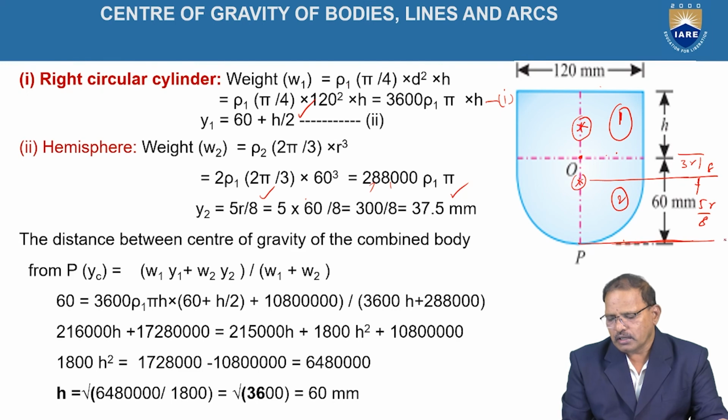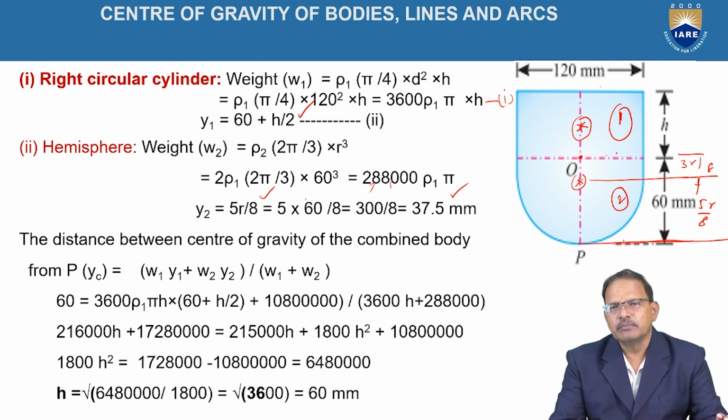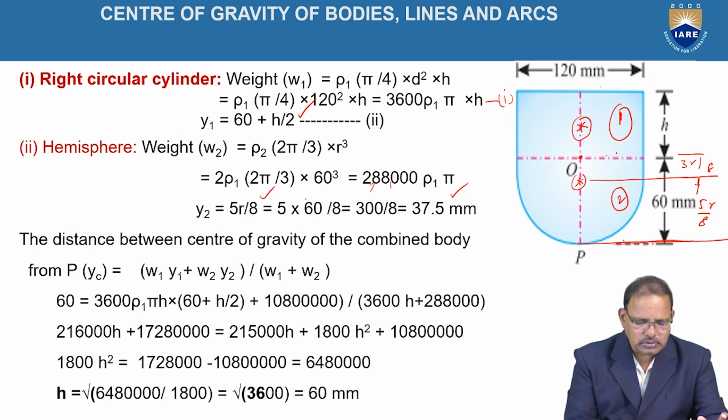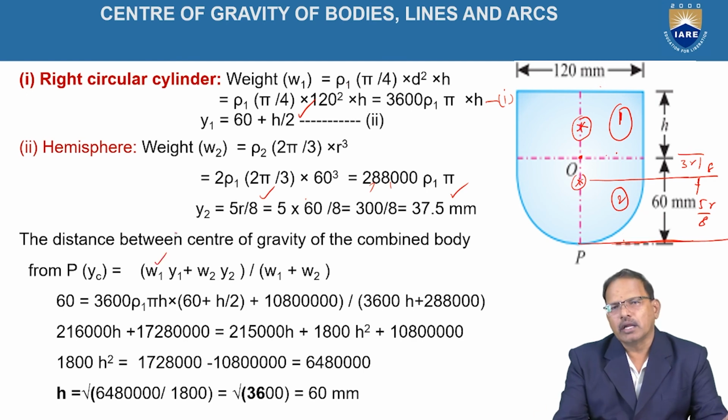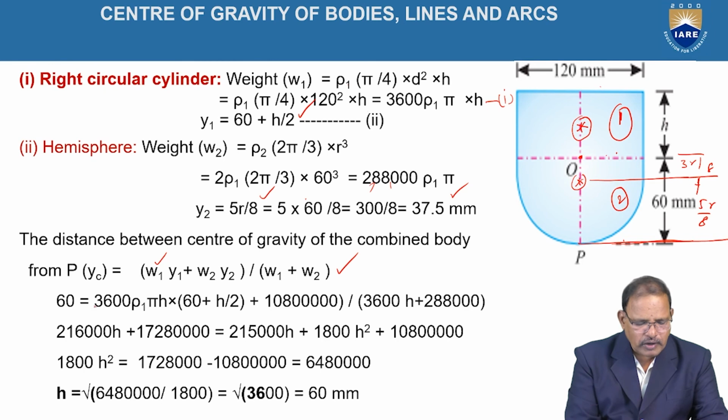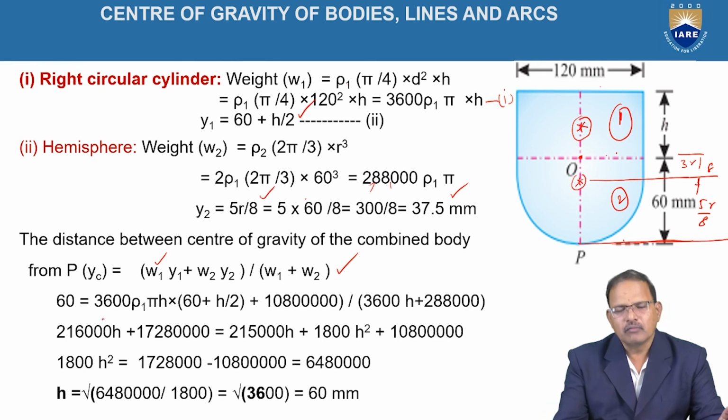The distance of the center of gravity of the combined body from the horizontal reference line, that is the x-axis, is given by m1 y1 plus m2 y2 divided by m1 plus m2, or you can take it as w1 y1 plus w2 y2 divided by w1 plus w2. Since g is a constant, it can be modified as m1 y1 plus m2 y2 divided by m1 plus m2. Now we substitute the values of m1, y1, m2, y2 into this equation.